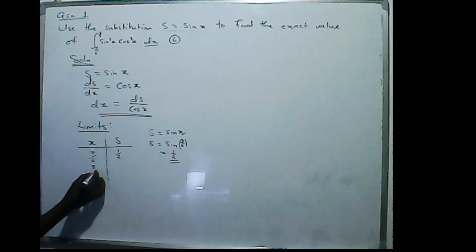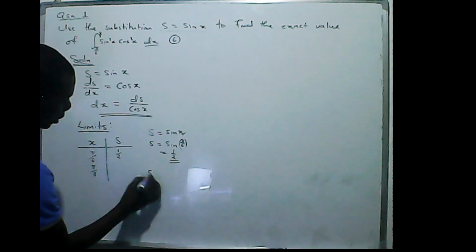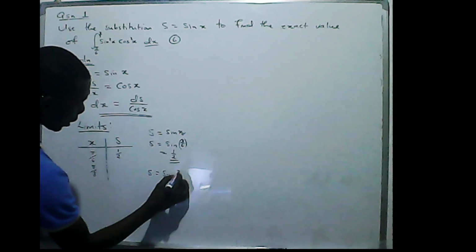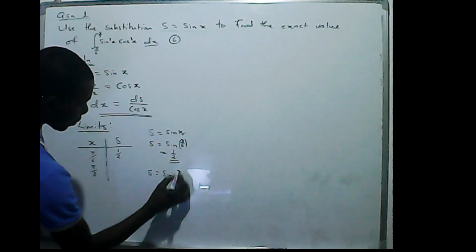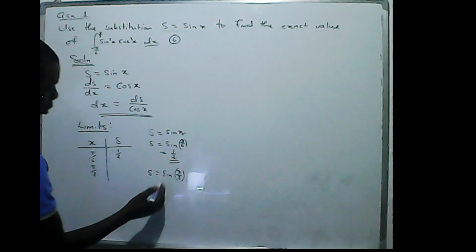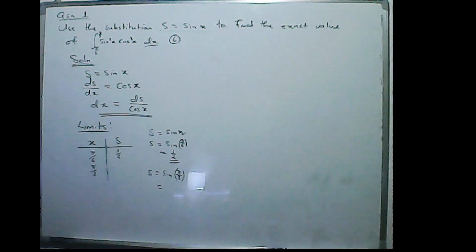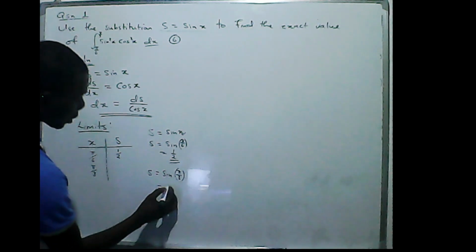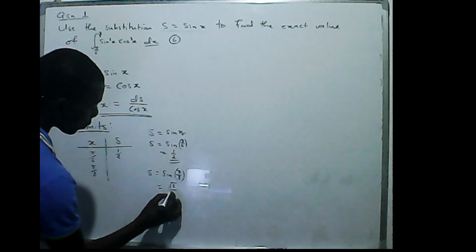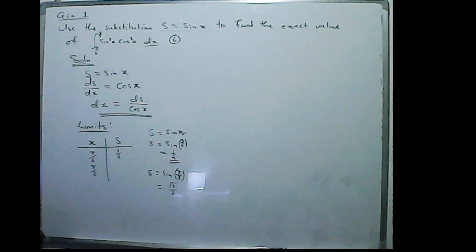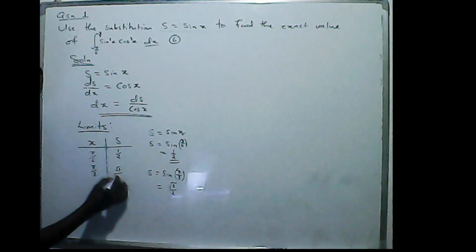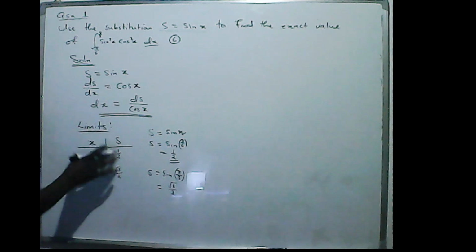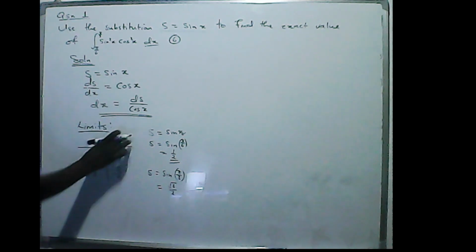Then when x is pi over 3, we have s equals sine pi over 3, which is the same as sine 60 degrees. From our special angles, sine 60 degrees is root 3 over 2. Now we have root 3 over 2 here. So we have new limits for s.